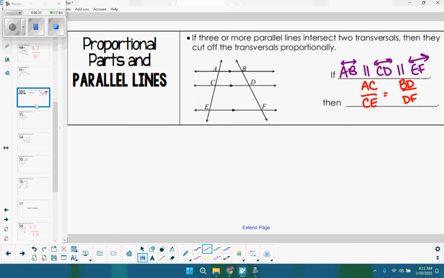Extending the triangle proportionality theorem is the proportional parts and parallel lines. So if I have 3 or more parallel lines intersecting 2 transversals, whether it's in a triangle or just 2 random lines, then they cut off the transversals proportionally. So if I have the 3 or more parallel lines, then the little chunks in here are also going to make fractions that are equal. So we're going to treat this the same as if these 2 lines had connected and made a triangle. We're still going to make the fractions visually how they appear in the shape.